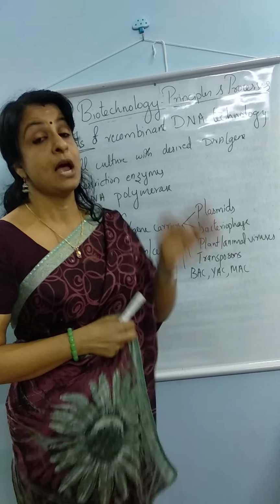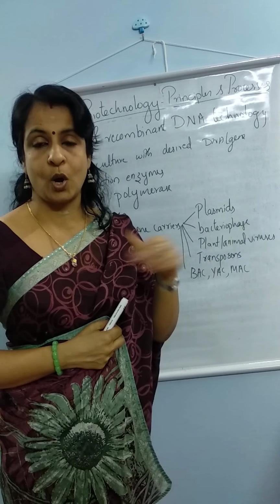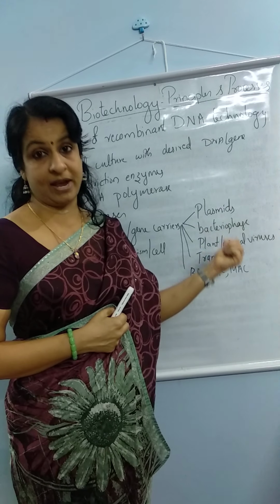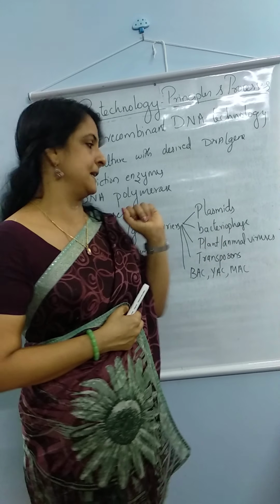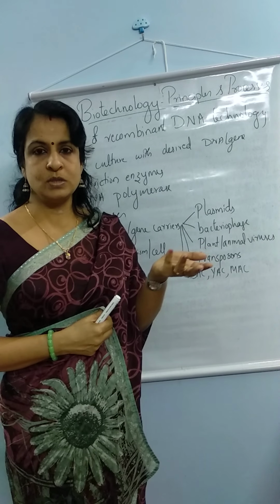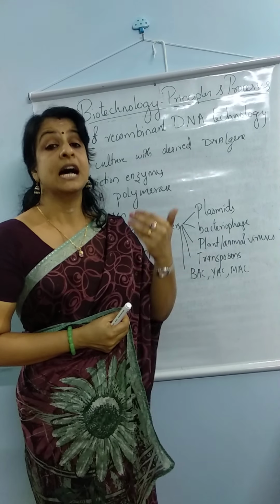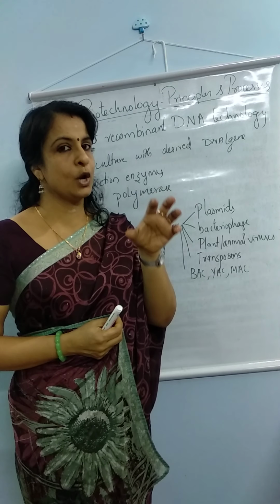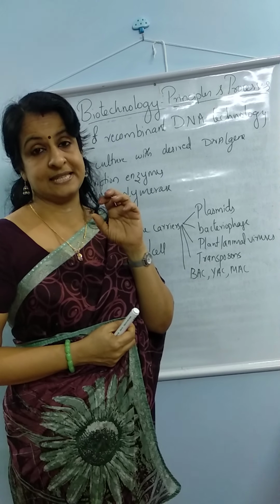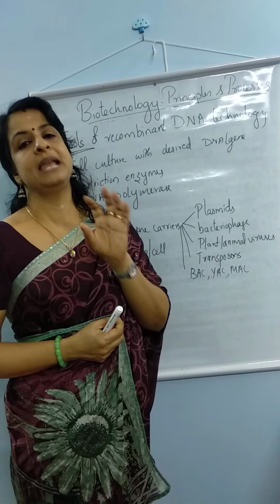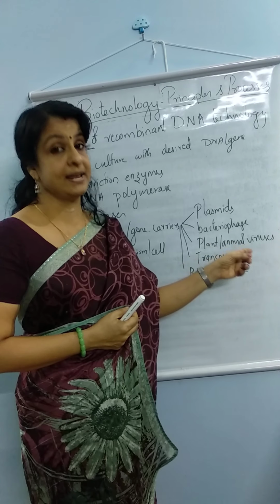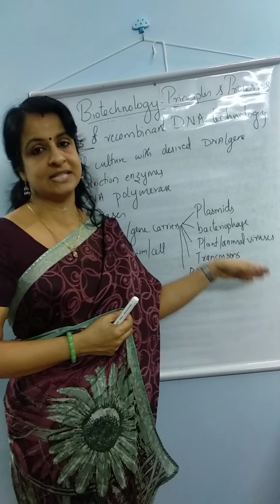Bacteriophage. What are bacteriophage? Viruses that infect bacteria are called bacteriophages. So bacteriophages are also used as gene carriers or vectors when the host organism is a bacteria. Then plant and animal viruses are used. Plant viruses are used when we are going to transfer a gene to a plant. To give a gene to a plant, we convert some types of viruses that attack a plant into a non-pathogenic form and transfer the gene using them. Similarly we do it in animals. That is what plant and animal viruses means. We will study examples of these later in the chapter.